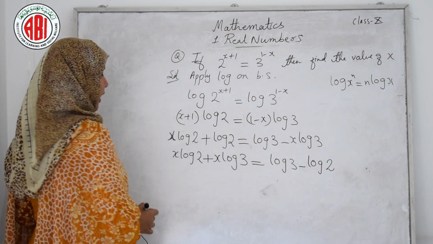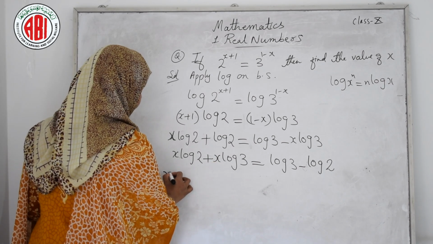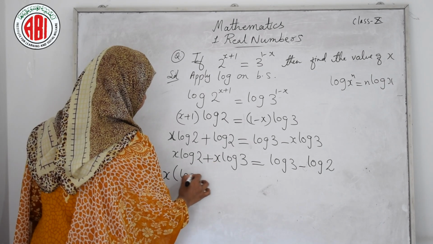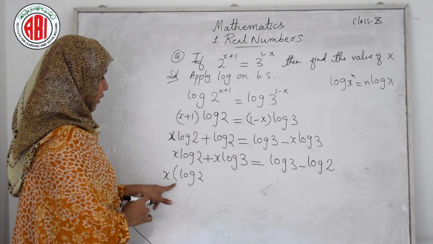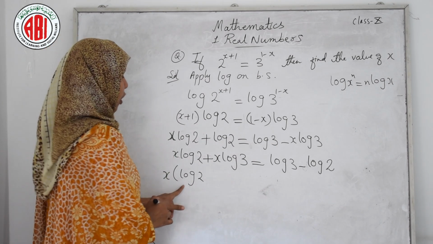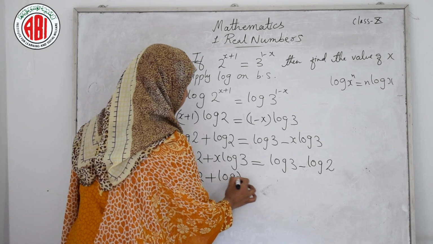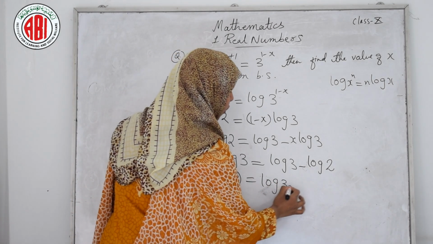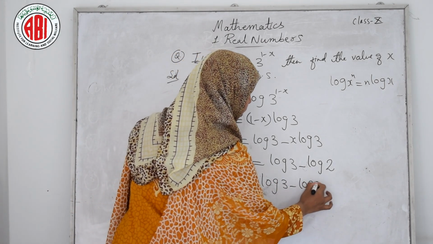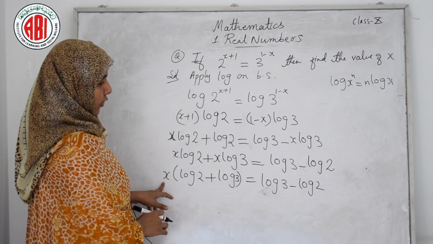Now after that, what do we have? Here we can take x common. See here, we are taking x common. So x, make the bracket, log 2 plus log 3 is equal to log 3 minus log 2. Up to here we got, but actually we have to find the value of x.